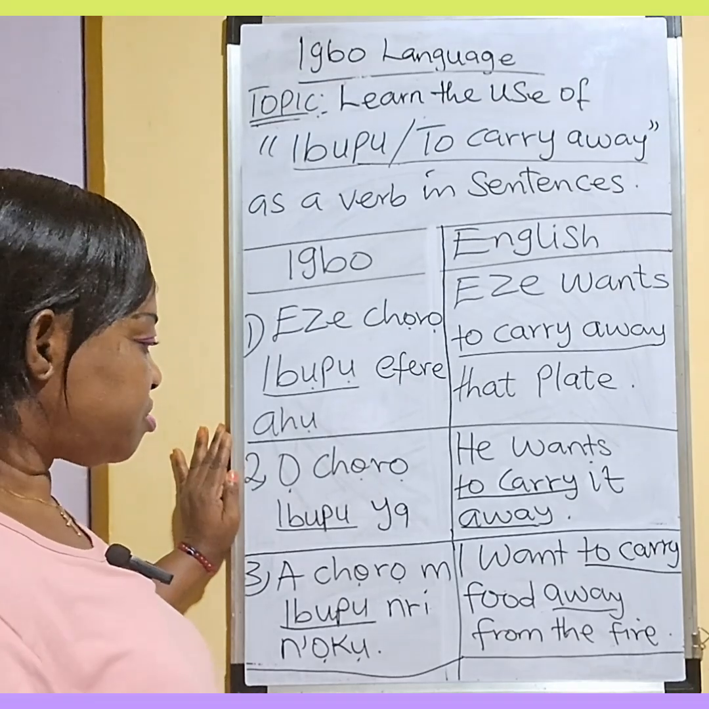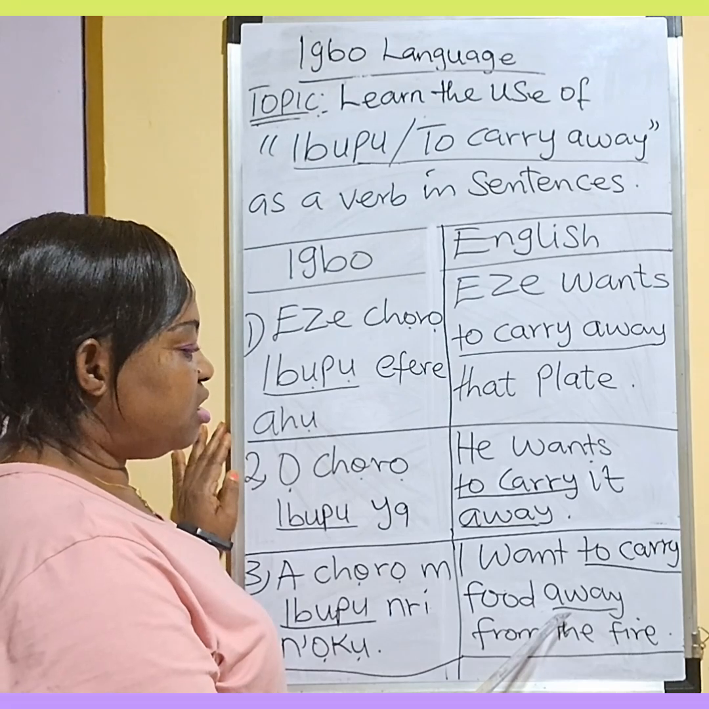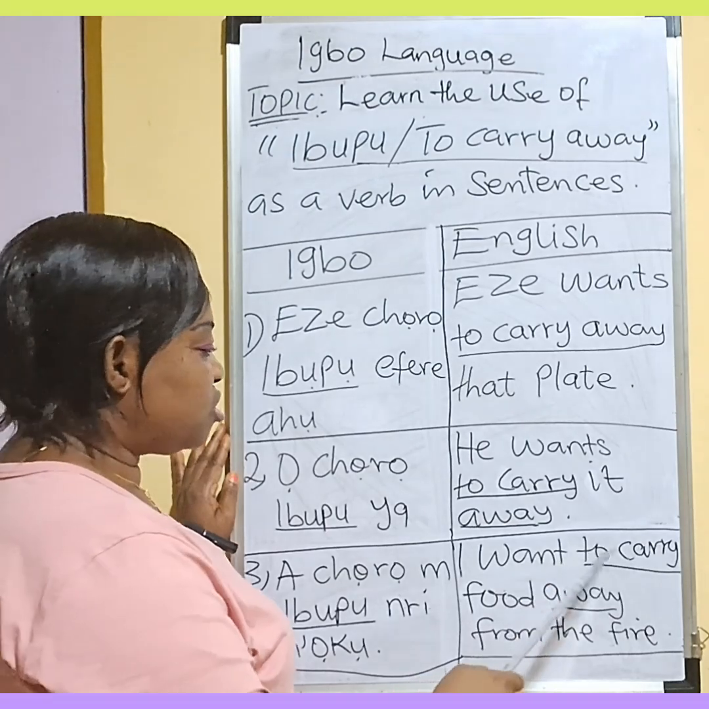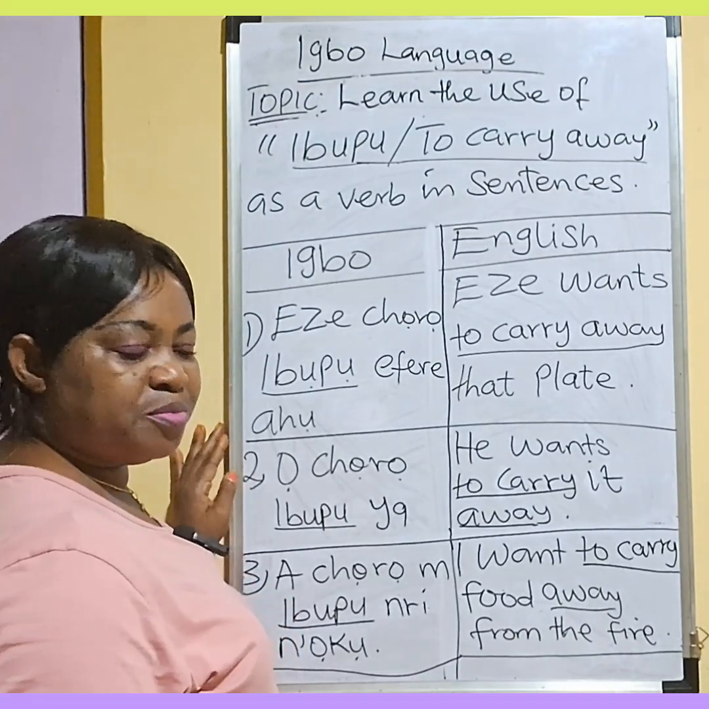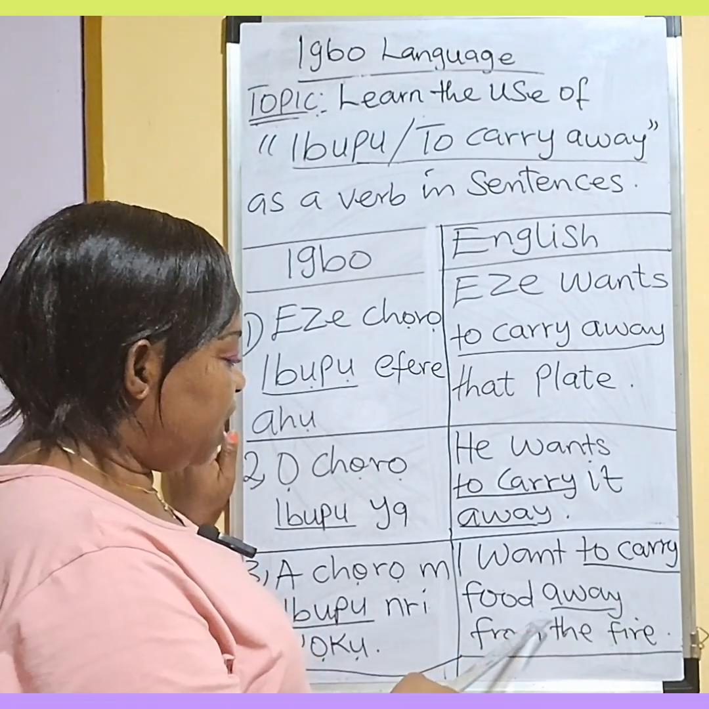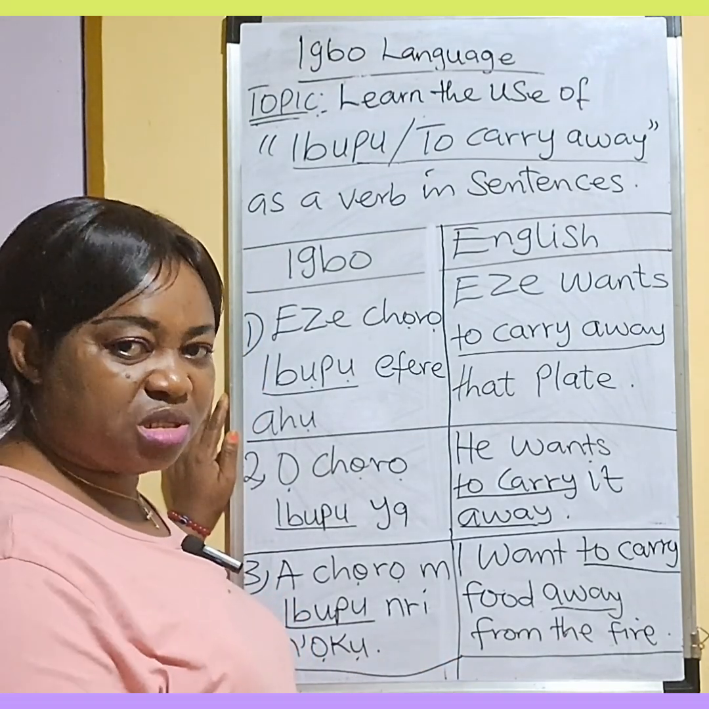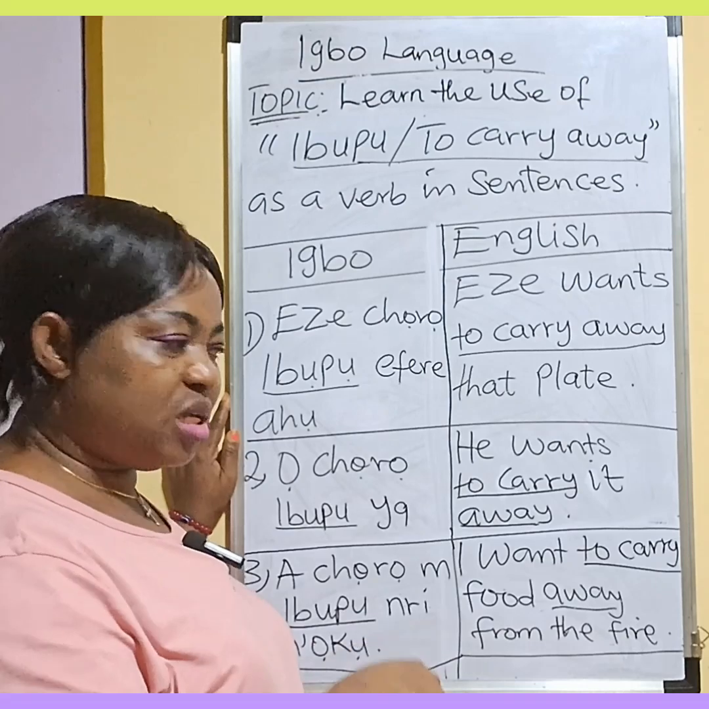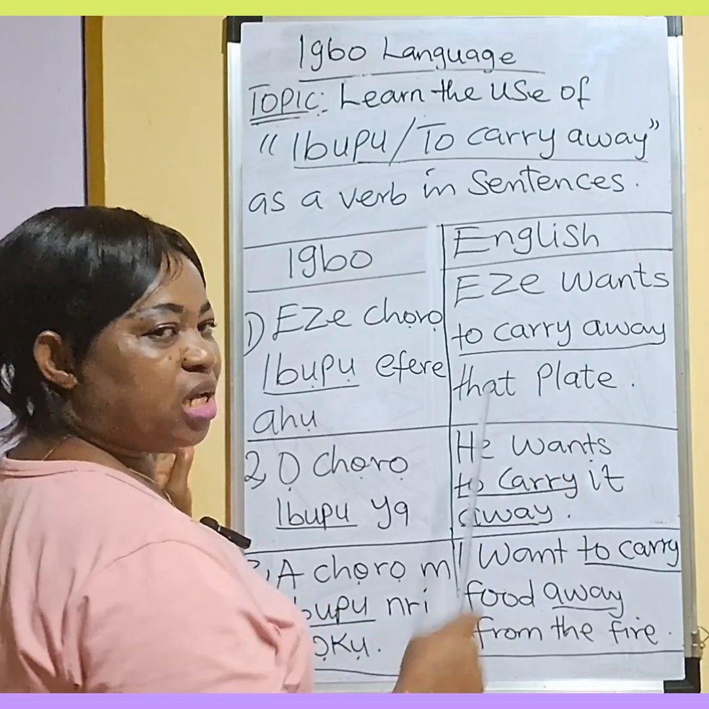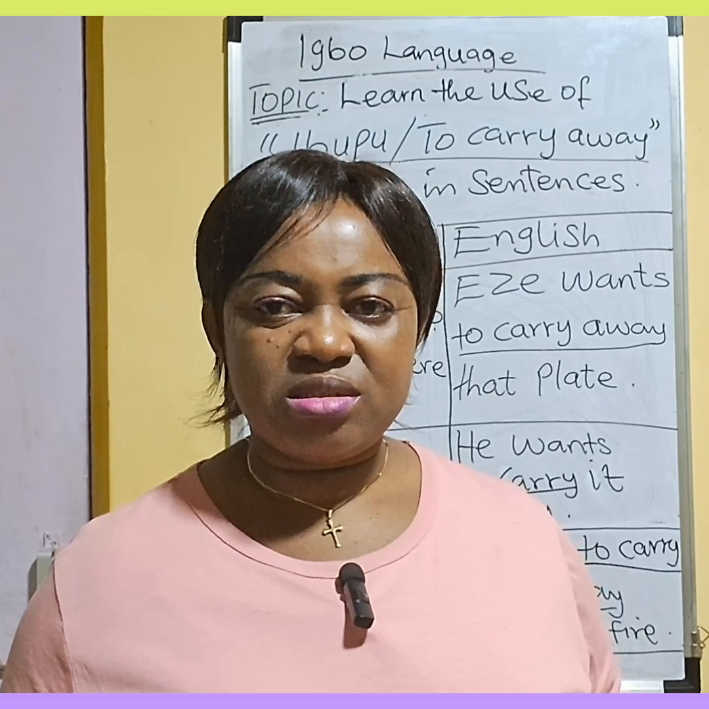Have you not seen it? To carry away is our verb. Remember, it mustn't be at the same place. Like this one, I want to carry food away from the fire. You have seen that to carry, we wrote them together. Then we wrote away differently, depending on how you make your statement. So it mustn't be at the same place. Like this one, Eze wants to carry away that plate. They are together. So depending on how you make your statement, just the same thing.